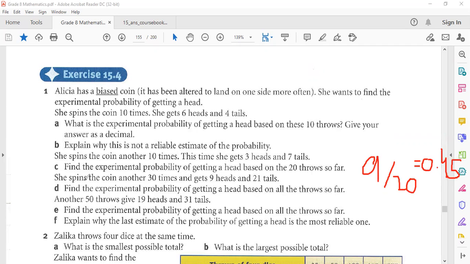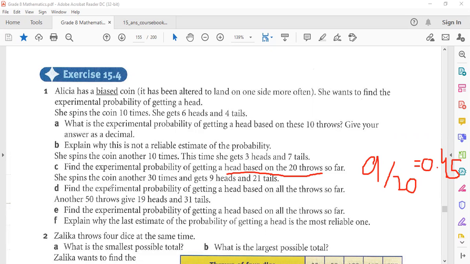Because actually he wants us to have a head in 20 throws, but he spins 30 times. She wants 20 times, so we divide for the same answer. I am using heads, and the heads are less than 20. So I just mention here 9 by 20, so I will get my answer, that is 0.45.